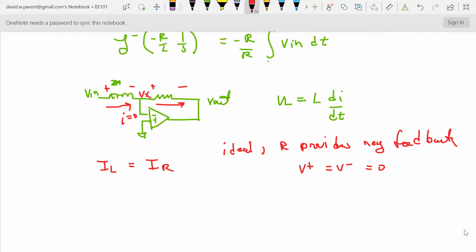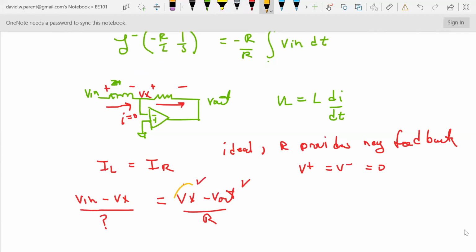Okay. Let's see, how's this going to work? So IL equals V in minus Vx, right, divided by what? I don't know. I have to figure that out. Vx minus V out over R. So that's good. That's good. And in fact, we can get rid of that already. And we can get rid of that already.